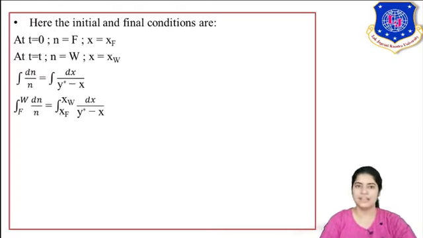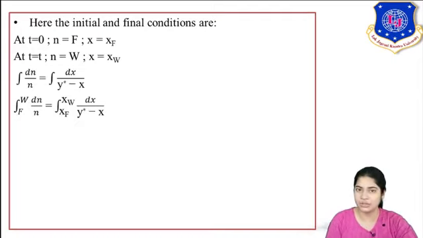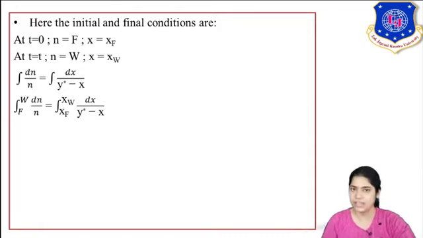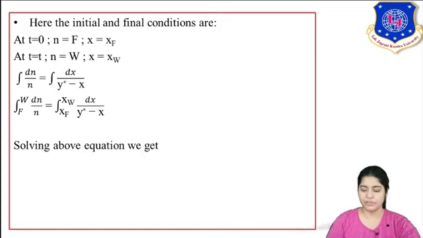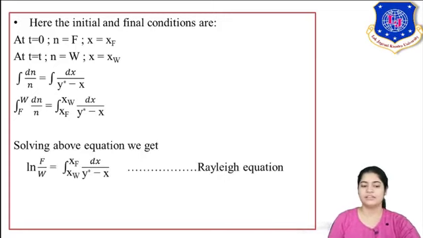So I am applying the limit. F is your initial amount, at t equal to 0, and at any time t the remaining liquid is W. Similarly, for the mole fraction, I am taking the limit from XF to XW. Now, solving the above equation, I get the Rayleigh equation.